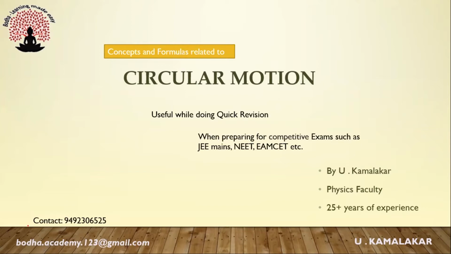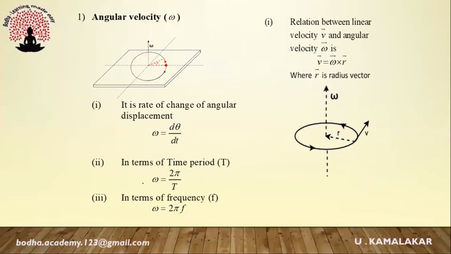Today we'll discuss concepts and formulae related to circular motion. Angular velocity is nothing but the rate of change of angular displacement. So it's given as omega equals d theta by dt. In terms of time period, angular velocity is given as omega equals 2 pi by T. In terms of frequency, angular velocity is given as omega equals 2 pi f.